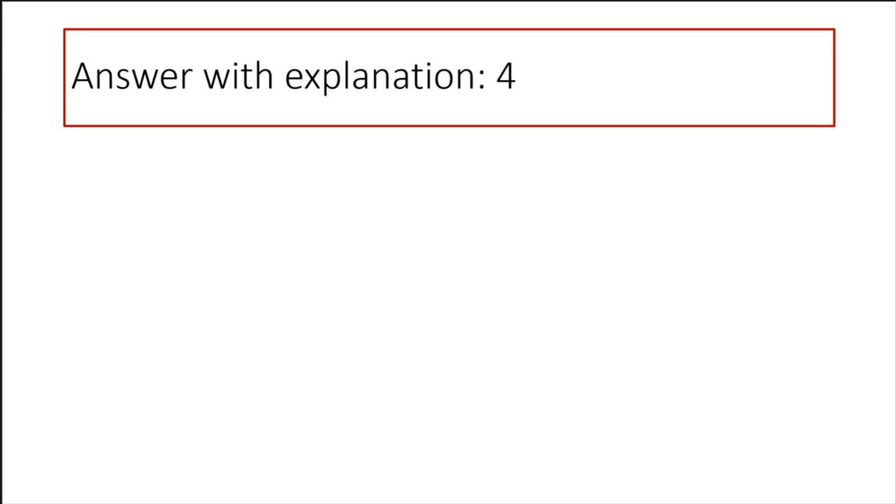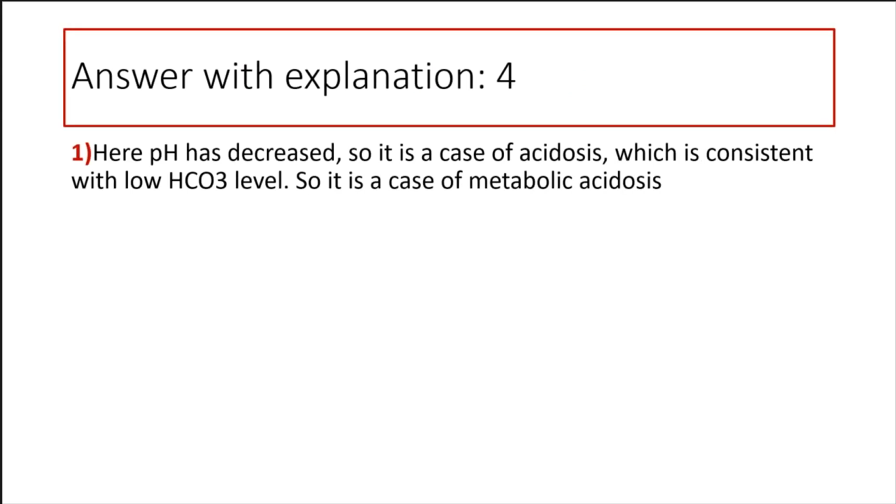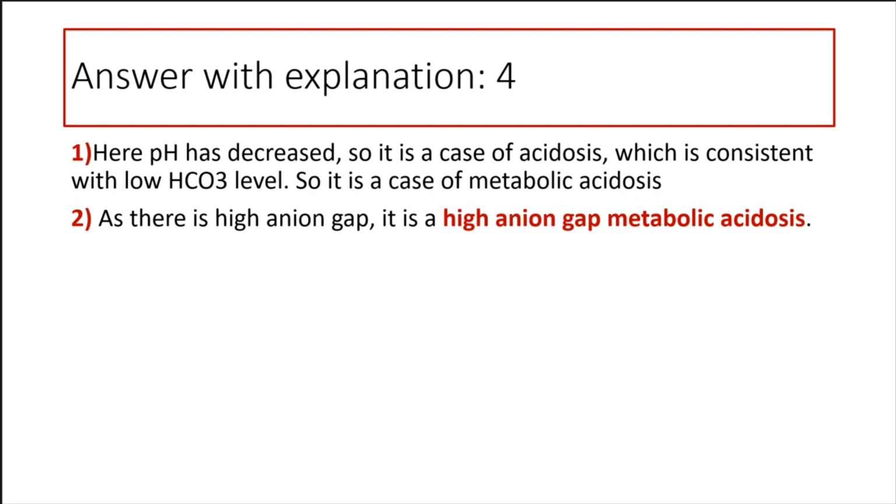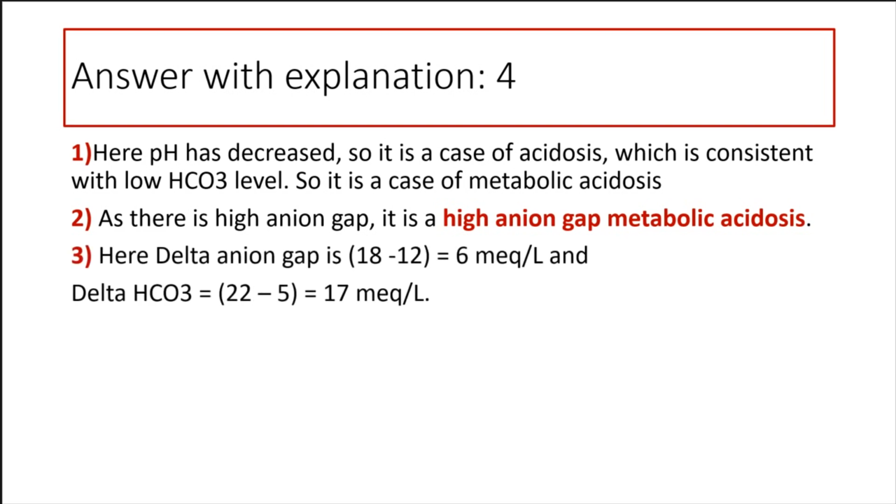Answer with explanation 4. 1. Here pH has decreased, so it is a case of acidosis, which is consistent with low HCO3 or bicarbonate level. So it is a case of metabolic acidosis. 2. As there is high anion gap, it is a high anion gap metabolic acidosis.